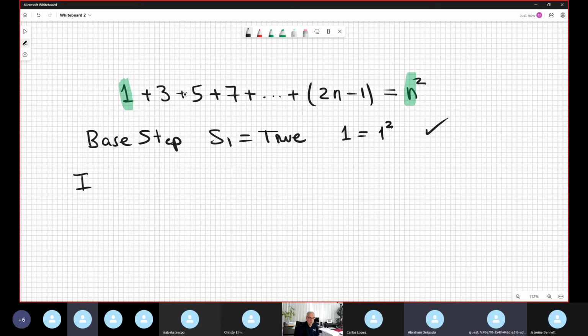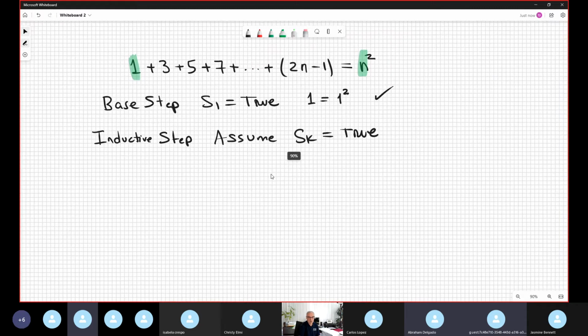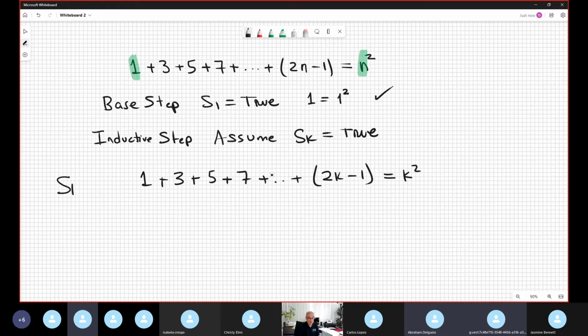Now the inductive step. Suppose, assume, that S sub k is true. How do you suppose this? Let me show you. It's always the same. This is not complicated. You copy exactly the same problem that we have at the beginning, but you replace n for k, because you pick one intermediate value. And you suppose that this statement S sub k is true. This is the assumption.